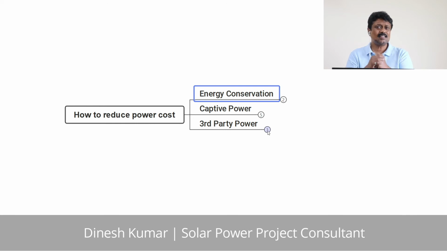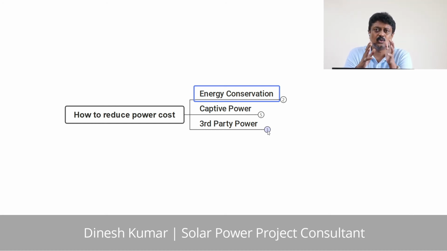Now, what is third-party power? Third-party power is generally called open access, group captive, various models. So what is open access? Open access is that somebody has already put up a plant and you enter into a contract with that company saying, okay, you can supply me power at so and so price, whatever, 3 rupees, 5 rupees, whatever is agreeable. Plus, over and above that, you will have various charges which can run up to 2.5 to 3 rupees as well, right? So that's an open access model.